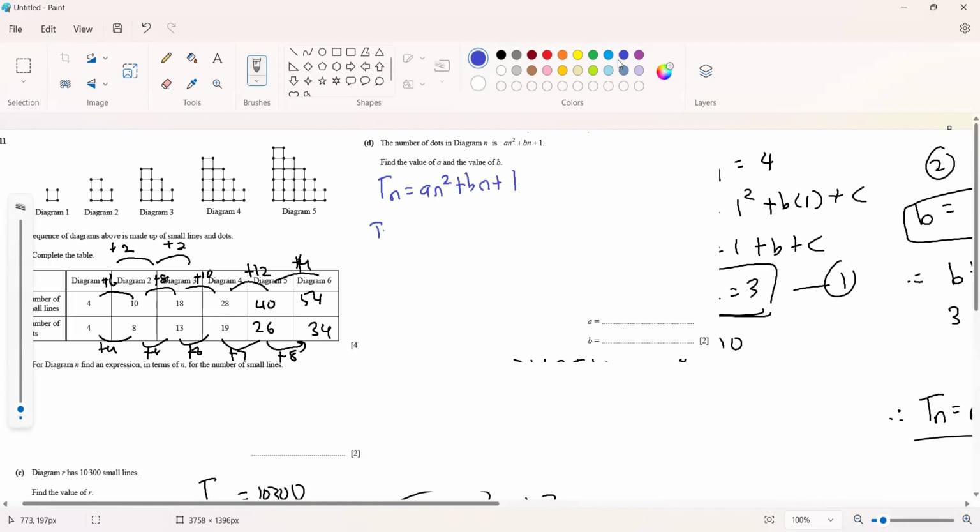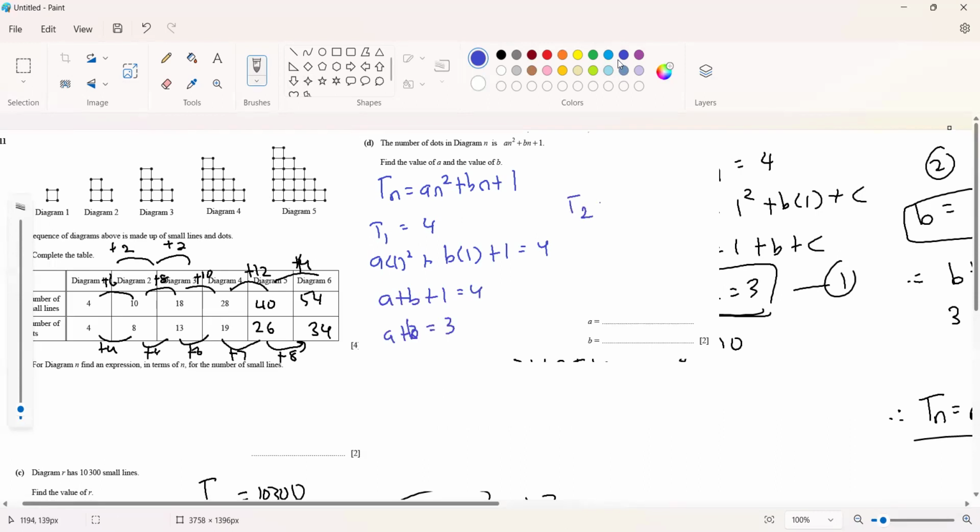And then from there, T1 equals 4. So a times 1 squared plus b times 1 plus 1 equals 4. A plus b plus 1 equals 4. A plus b equals 3.